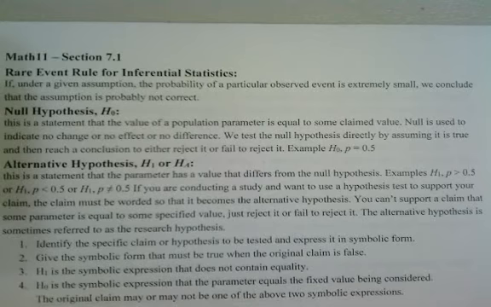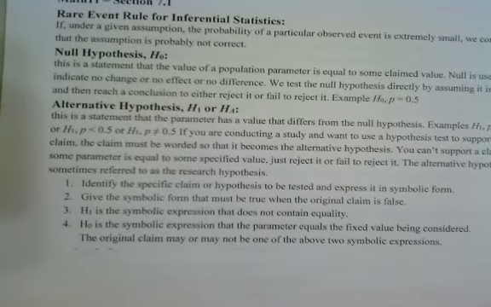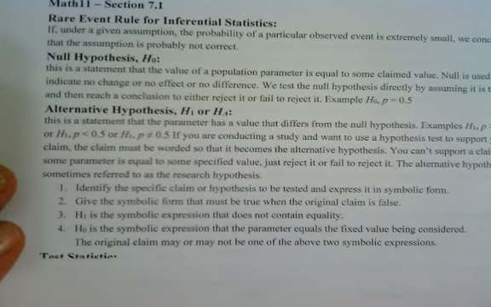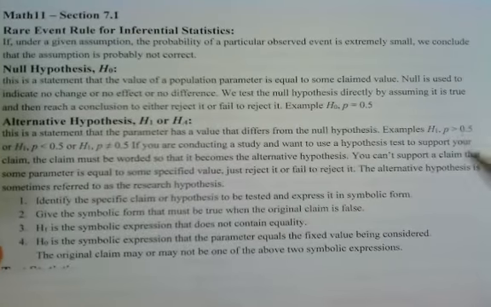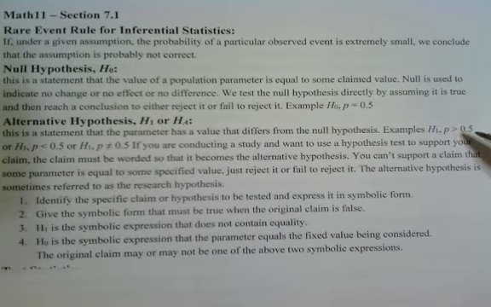Now, there are some steps, if you will, for your hypotheses. First off, you need to identify the claim to be tested and express it in symbolic form. You need to give the symbolic form that must be true when the original claim is false. So, for example, if you had P is greater than 0.5, then the opposite would be that P is less than or equal to 0.5.